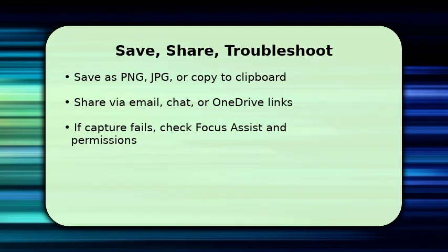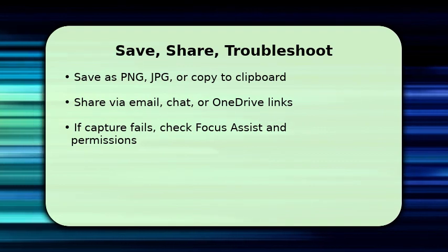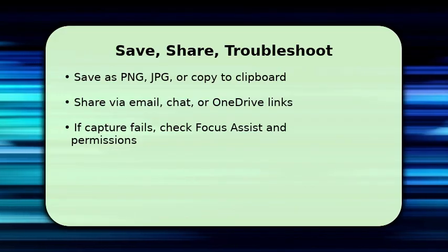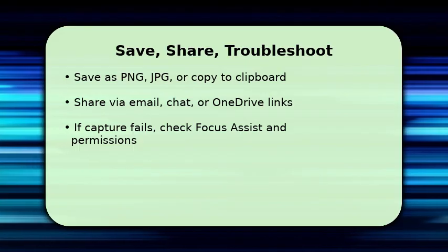Once done, click Save to choose PNG or JPG for compatibility, or Copy to put the image on the clipboard and paste into emails or documents. Make sure to upload to OneDrive or share links for team use and name files clearly for retrieval. If the snip doesn't appear, check Focus Assist, keyboard shortcuts, and app permissions. Rebooting Explorer or toggling Windows plus Shift plus S often resolves transient issues.